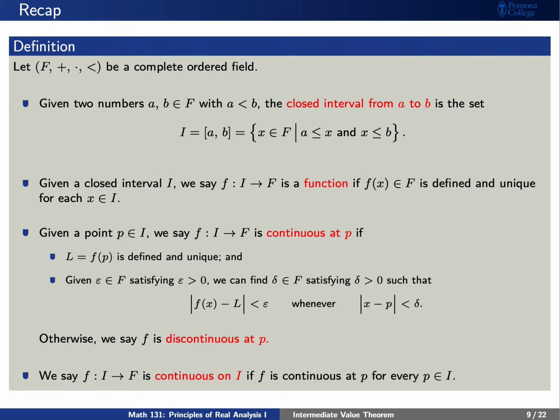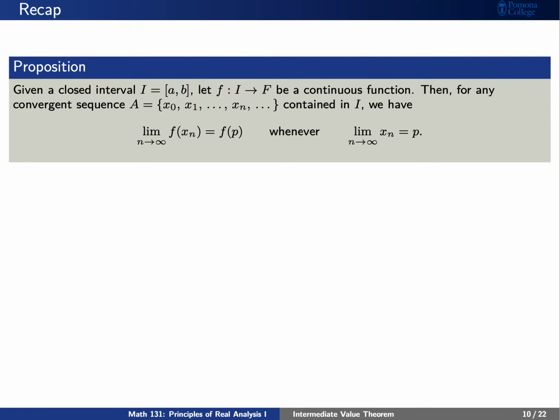We'll say that f is continuous on the closed interval I if f is continuous at p for every point p in the closed interval. Given such a closed interval I, let's say that f is a continuous function. Then, whenever we have a convergent sequence, where x sub n converges to a point p, then f of x sub n converges to f of p.